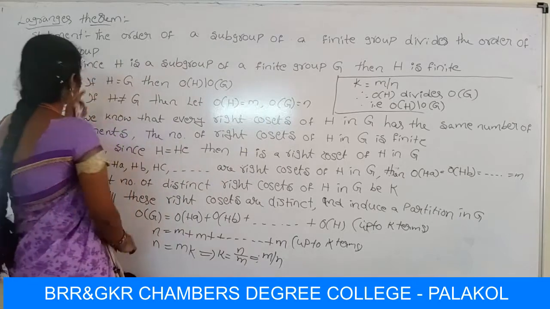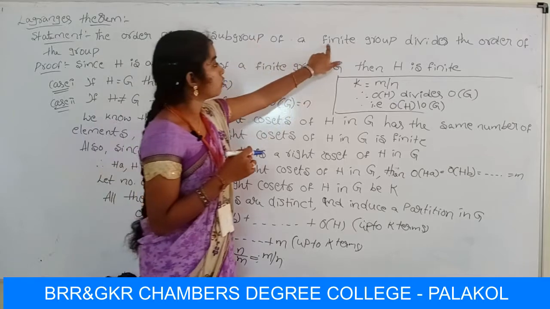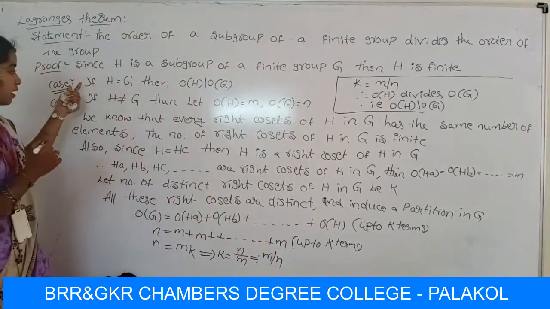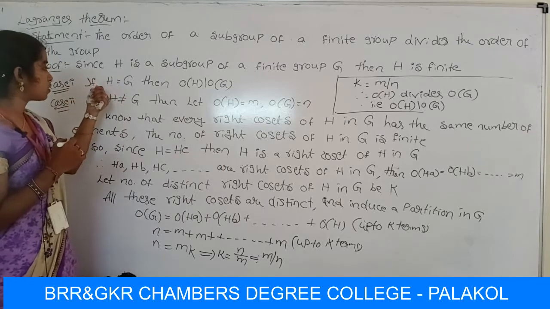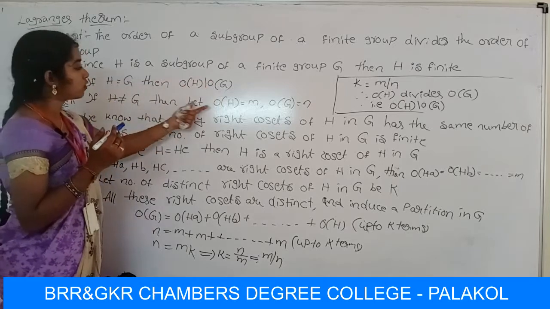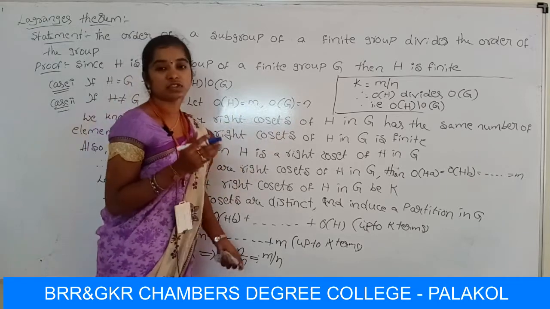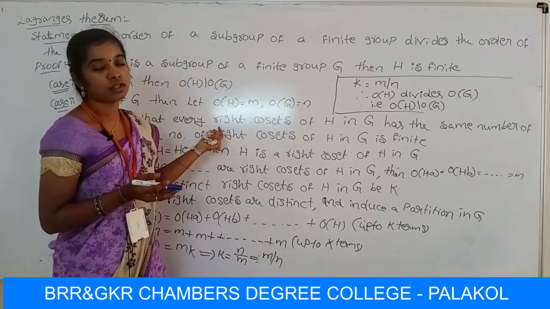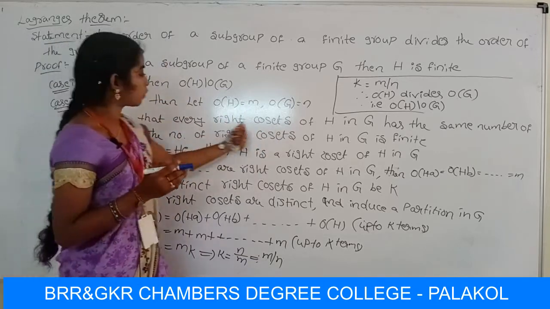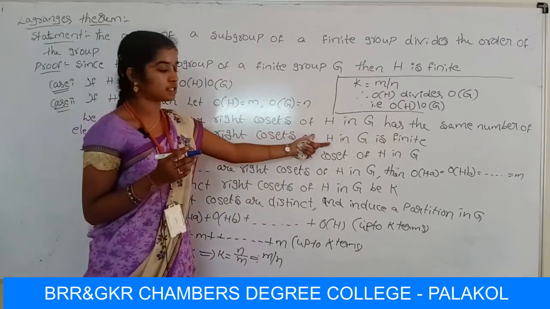Since H is a subgroup of a finite group Z, H is finite. Here two cases arise. First, if H equals Z, then the order of H divides the order of Z. If H is not equal to Z, let the order of H be m and the order of Z be n. Every right coset of H in Z has the same number of elements, and the number of right cosets is finite.